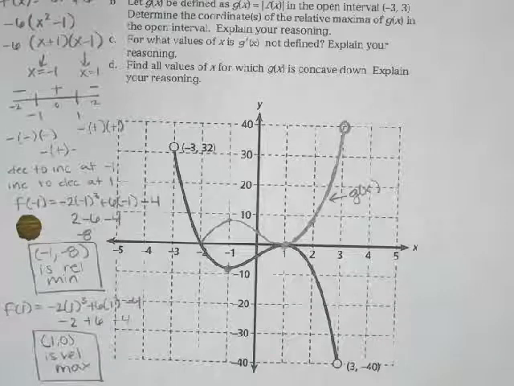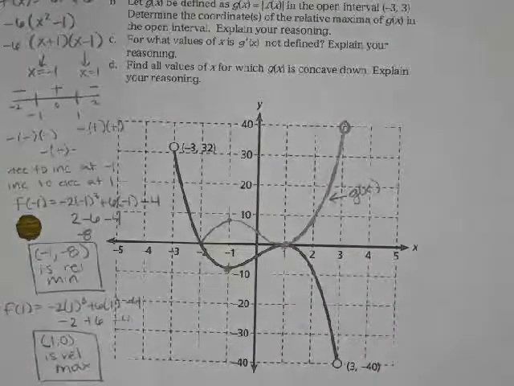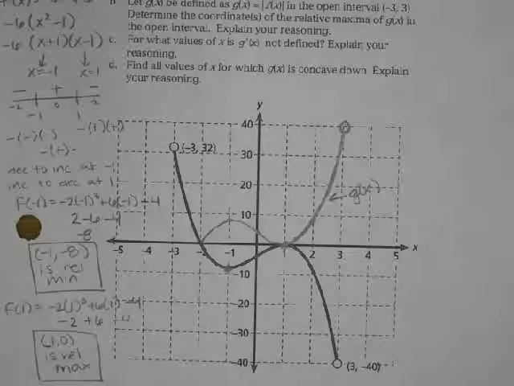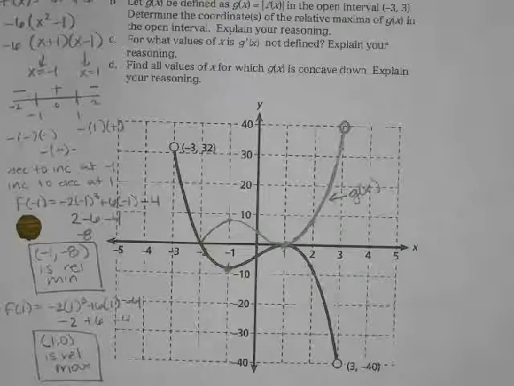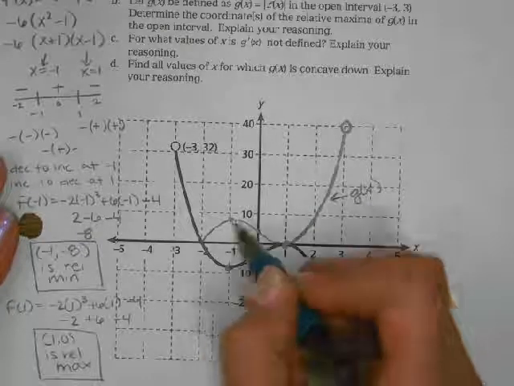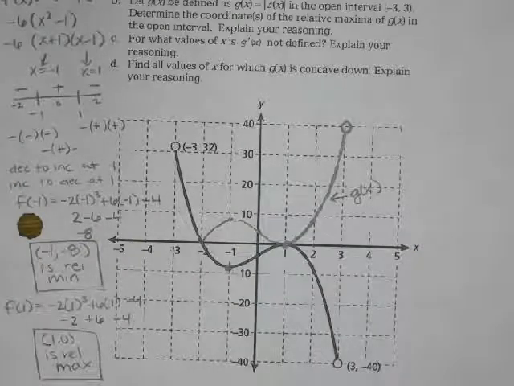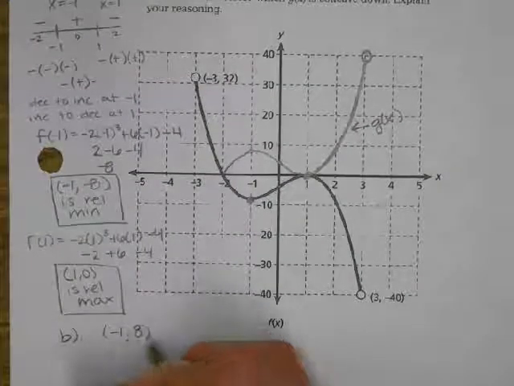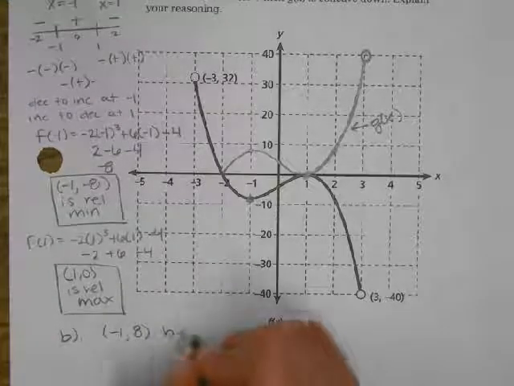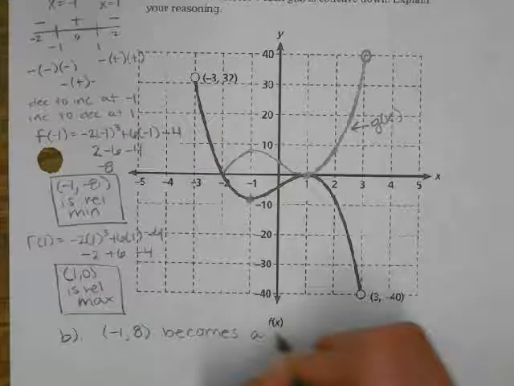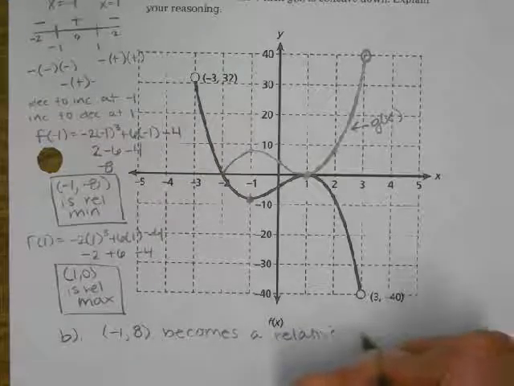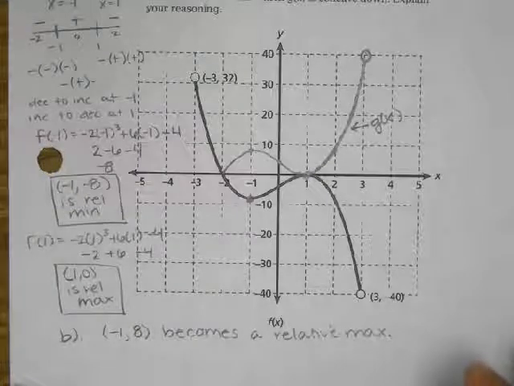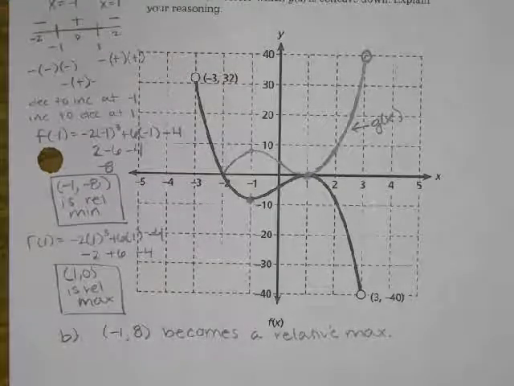All right, and so now I can answer the question. It said, let g of x be defined that way. Determine the coordinates of the relative maxima of g of x in the open interval. Explain your reasoning. So here I was like, okay, my relative min becomes my relative max. So I was like, all right, (-1, 8) becomes a relative max. And actually (1, 0) becomes a relative min, although they don't ask about that.